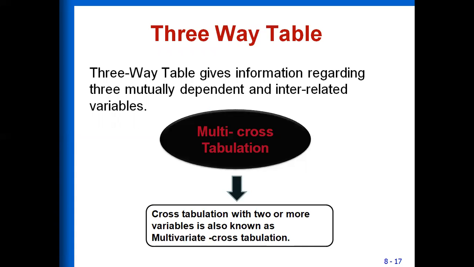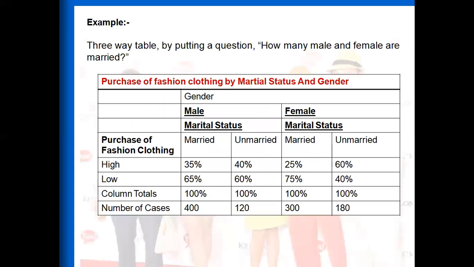Then three-way tabulation, or three-way table, in which there are 3 categories. This is the example of three-way tabulation. In this, we have taken purchase of fashion clothing, gender, and marital status. These 3 variables are taken, and according to these categories, data is put into the form of rows and columns.